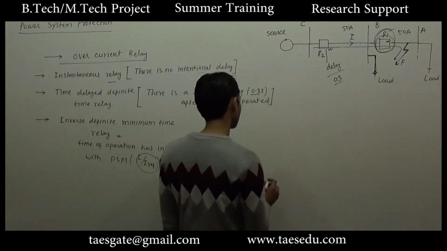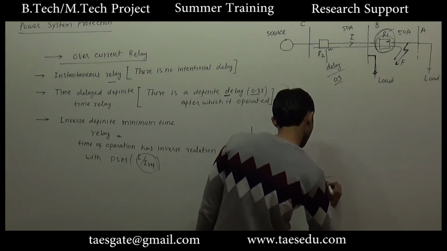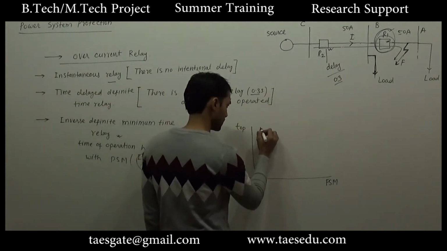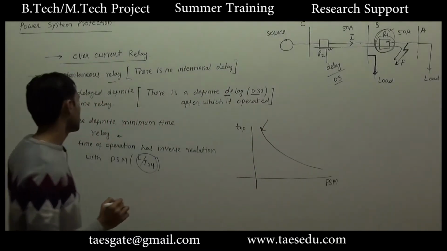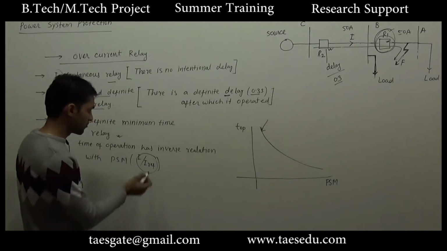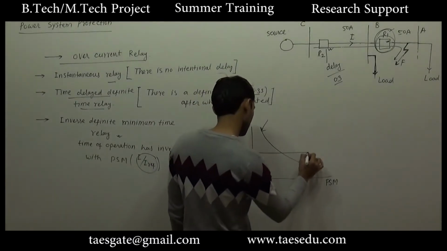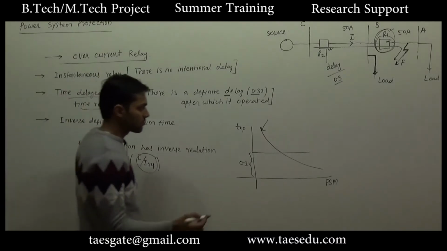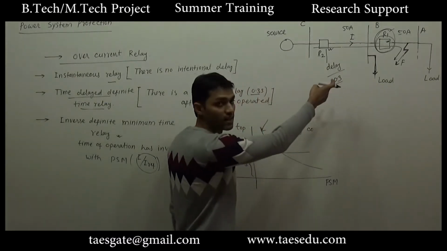So for this type of relay, on the x-axis, let's say we have plug setting multiplier, and here we have time of operation. We will get this kind of curve. This is for the inverse definite minimum time relay. And how will be the graph of time delayed definite time relay? It has nothing to do with this ratio. If there is a fault, the time of operation will be fixed. This is 0.3 seconds. But this type of characteristic is used in relay coordination. The relay coordination that I discussed here.